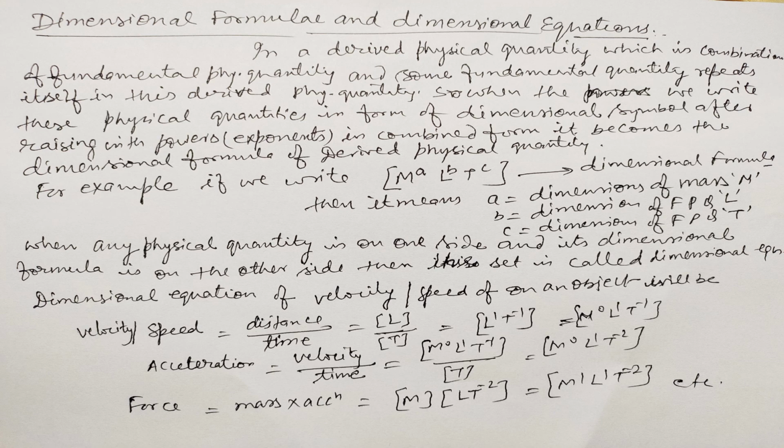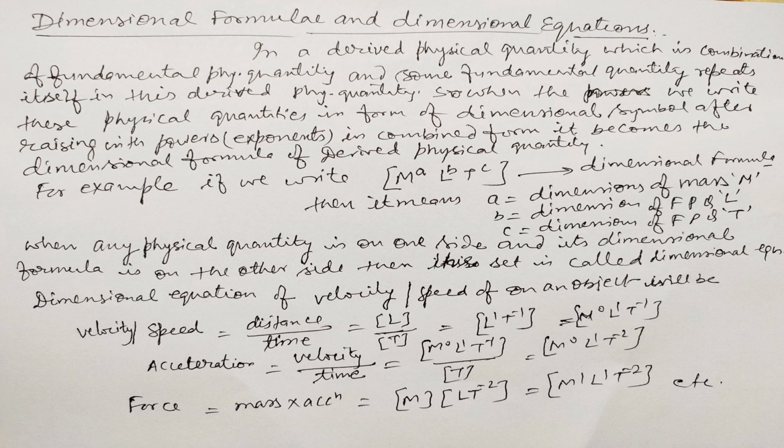So now this combined form, written as M to the power a, L to the power b, T to the power c. In mathematics we say power, but here we can say a is the dimension of M, b is the dimension of L, and c is the dimension of T. So this is known as the dimensional formula.